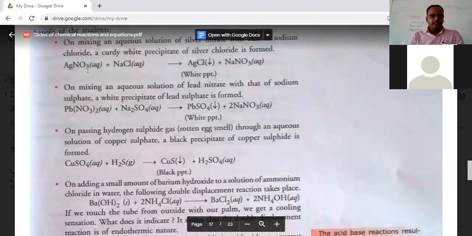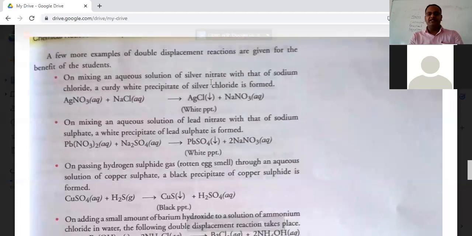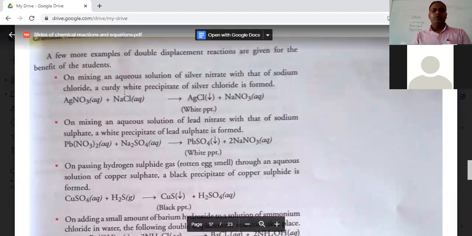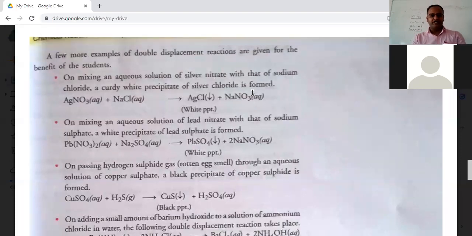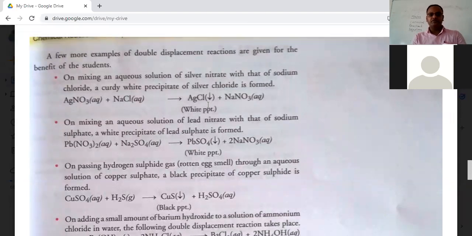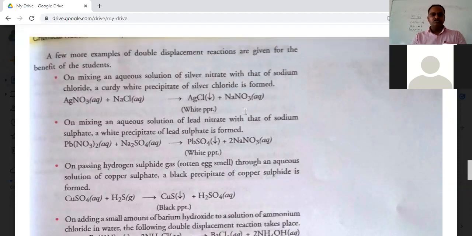See, on mixing an aqueous solution of silver nitrate with that of sodium chloride, a white precipitate of silver chloride is formed. Silver nitrate reacts with sodium chloride. Silver combines with chloride to form silver chloride, and then NaNO3. So here you can see double displacement has taken place.